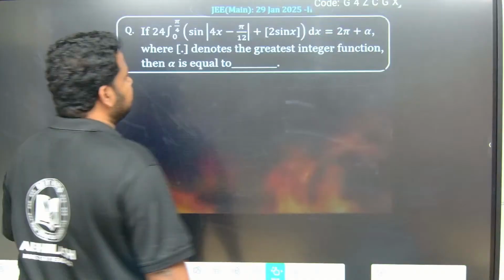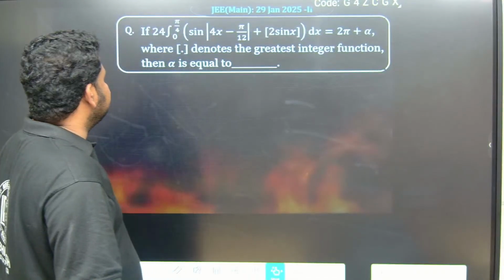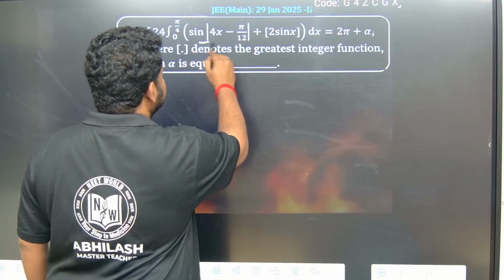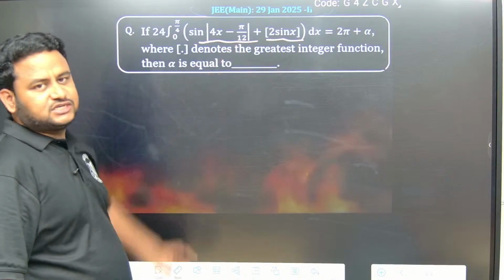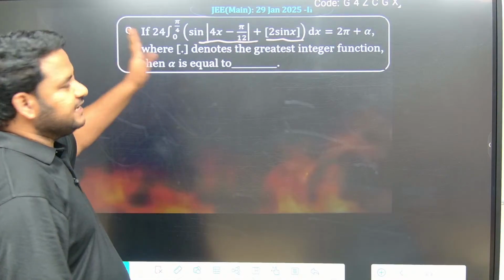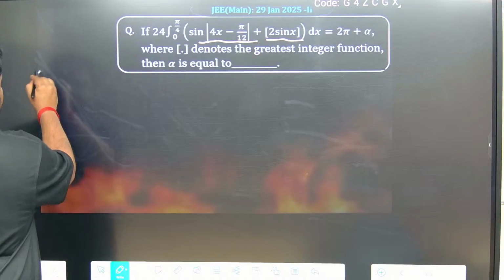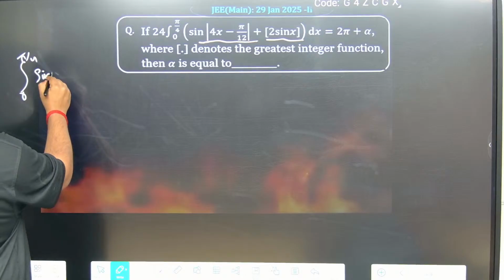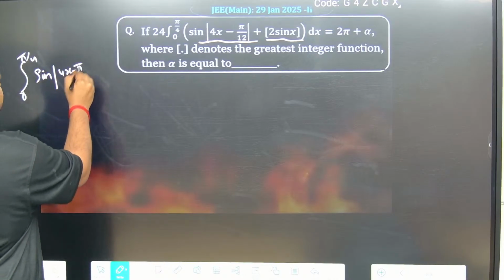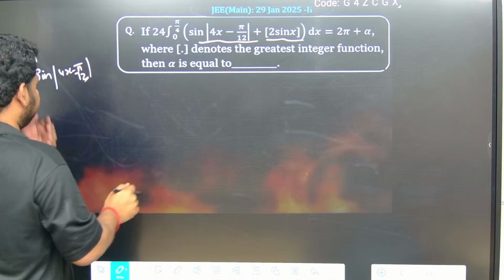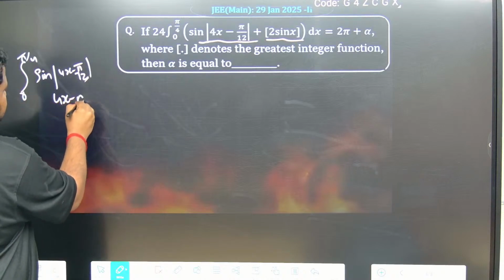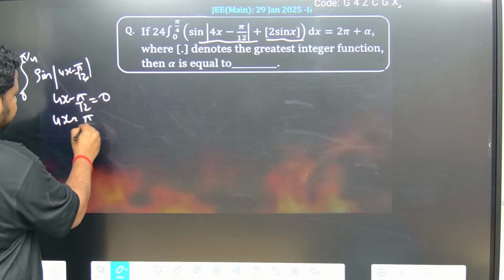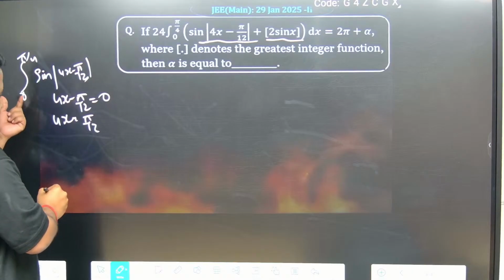This is also a JEE Main 29 January 2025 question. Here we have a modulus function and also the greatest integer function. So first of all let us split it and integrate it. The first thing we have is the integral from 0 to pi by 4 of sine of modulus of 4x minus pi by 12. If I equate 4x minus pi by 12 to 0, I will get 4x equal to pi by 12, because this is the first value.